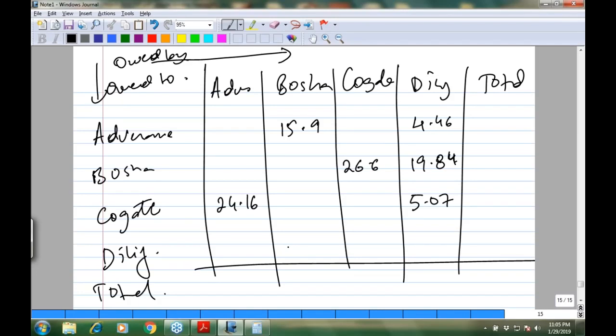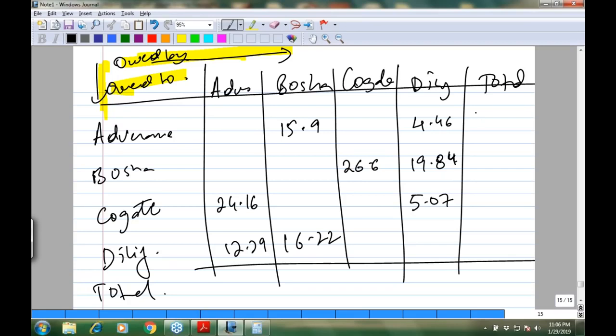And then you have got Dilling Company, which has to pay Adverine. How much is it going to be? It was 12.29. And then Dilling Company owing to Boscha, it was 16.22. Now we read the owed by as across and the owed to as downwards. We're going to add up all of them this way, and then add up all of them this way.